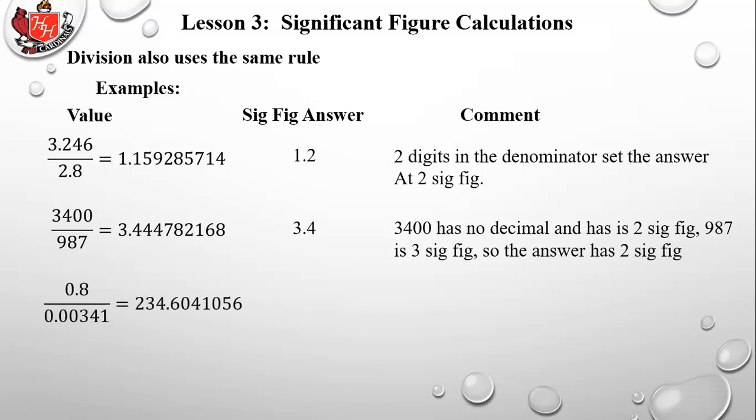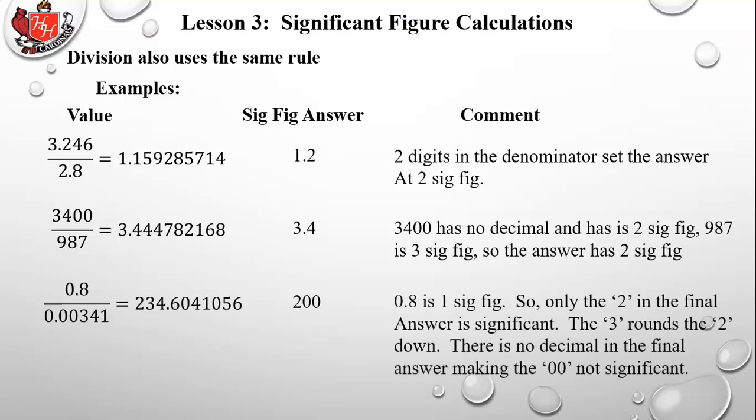What about this one? So there you're seeing the calculator answer for this particular division problem. 0.8 is 1 significant figure. So only the 2 in the final answer is significant. The 3 rounds the 2 down. So in other words, it stays at a 2. It doesn't go up to a 3. There's no decimal in the final answer, making the 00 not significant. So 200, you can't just say 2. That's not correct. It's 200. Just remember, the significant figure answer has to be reasonably close to the actual calculator answer. 2 would not be close to 234, not even close. So it's 200, but the 2 zeros are not significant.